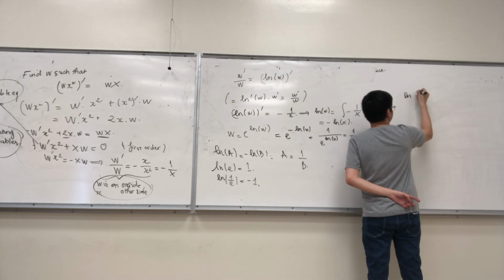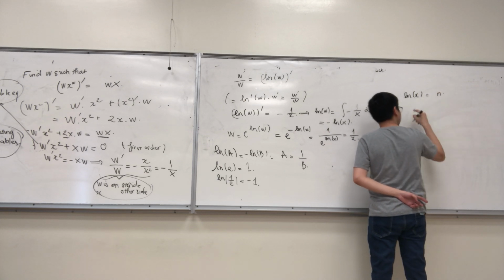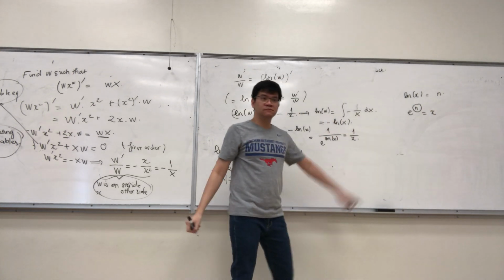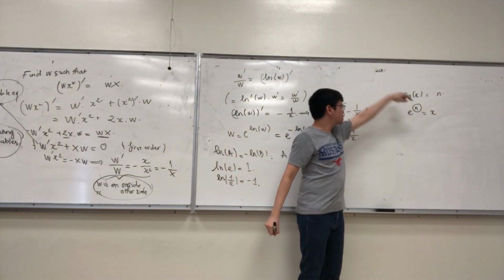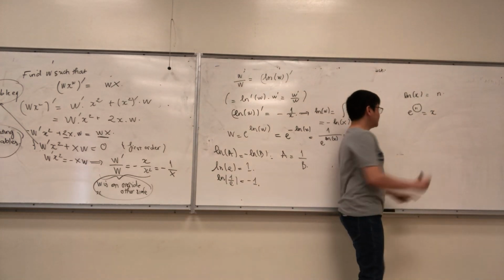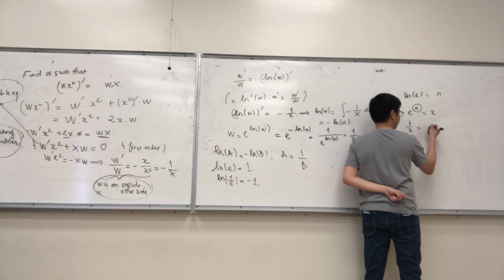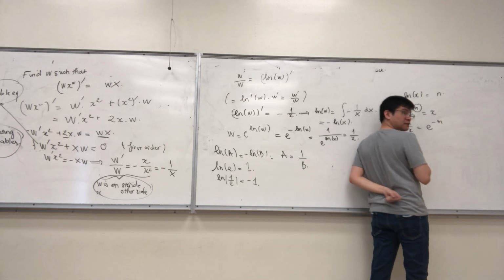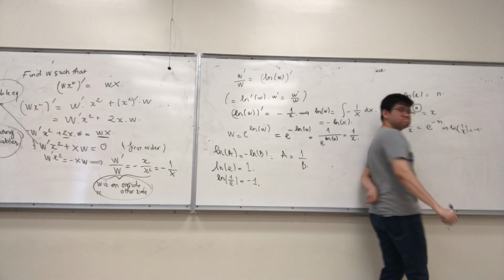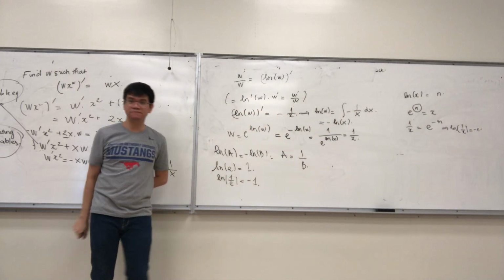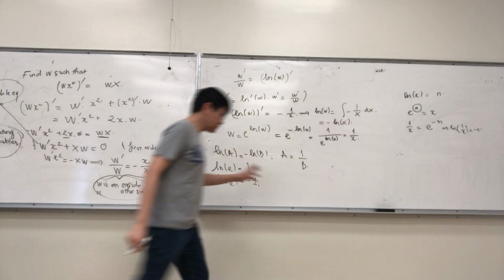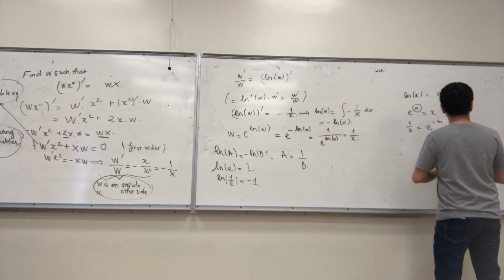So log of x is n, meaning that e to the n is equal to x. So log is this power, right? So log of x is n, meaning that this power is n. So 1 over x will be e to the power minus n, which means the log of 1 over x is minus n. So log is the power. Other questions? Is it clear? Now, let us go back to our problem.